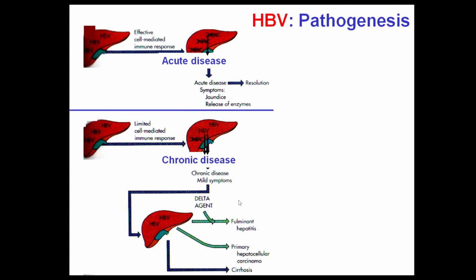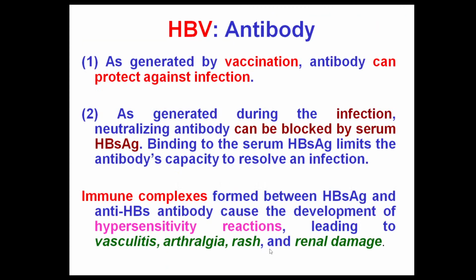If we have co-infection or superinfection of this carrier with the hepatitis D virus, the so-called delta agent, it most commonly may cause fulminant hepatitis. But even the persistence of hepatitis B virus in the liver may cause cirrhosis and primary hepatocellular carcinoma. That is the most common.